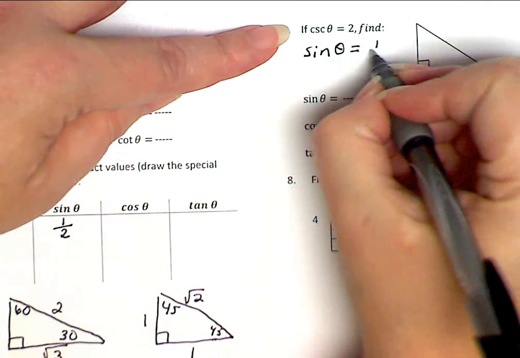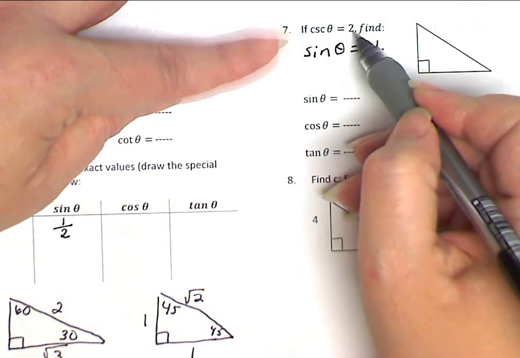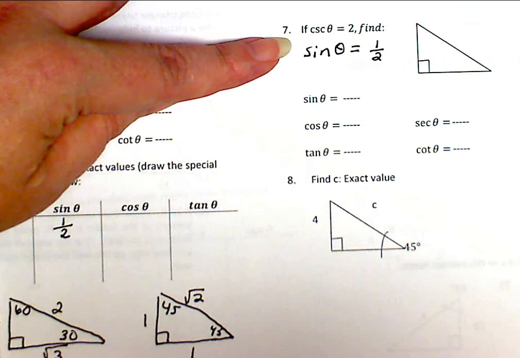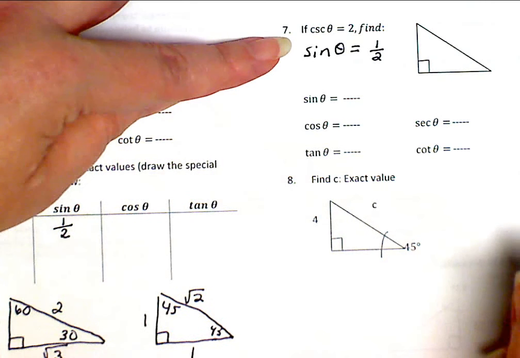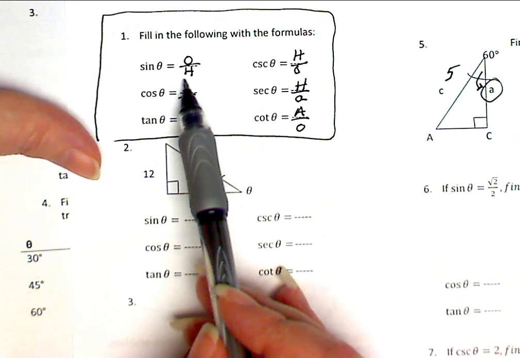The reciprocal is flipping it. Would it be negative? No, reciprocal means flipping, not negative. O over H becomes H over O. Opposite.